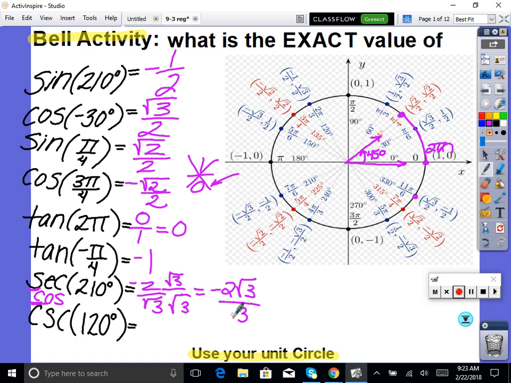Okay, the cosecant at 120. So you say, I'm going to find the sine at 120 and then take that answer and flip it. So the sine at 120 is √3/2, isn't it? Then you flip it. So 2 over √3, which is 2 √3/3. Sweet. Any questions on that?